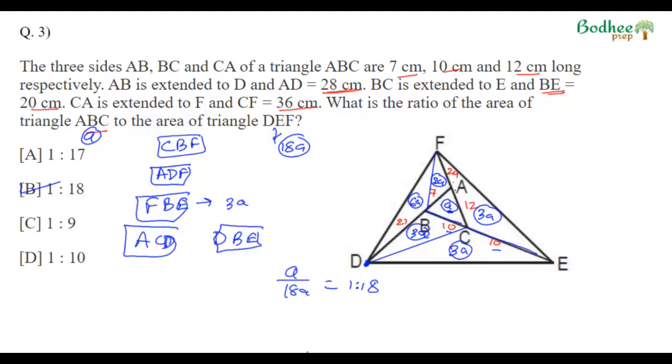The question is not difficult. The only thing is that you have to figure out what kind of construction you need to do, and apply repeatedly the same logic: if the vertex is common and the bases are in a straight line, then both the areas are in the ratio of their bases.